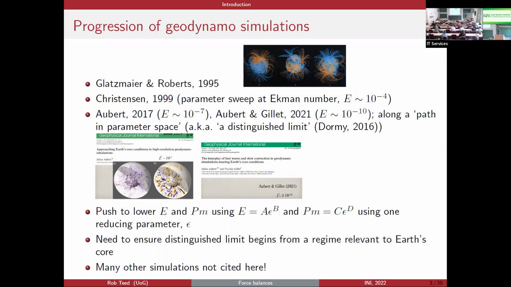So this path in parameter space has also been alluded to by Emmanuel in his 2016 paper, where it's also called a distinguished limit. The idea is you push to lower E and Pm, or if you prefer, E and the magnetic Ekman number, you can think of it either way, by using some reducing parameter epsilon. You pick a particular model where epsilon is 1, and then you reduce this epsilon towards 0, and there's some scaling which decides how you should move E and Pm as you do so. And when we do such a distinguished limit, or this path in parameter space, we should be doing it from a regime that's relevant to Earth's core.